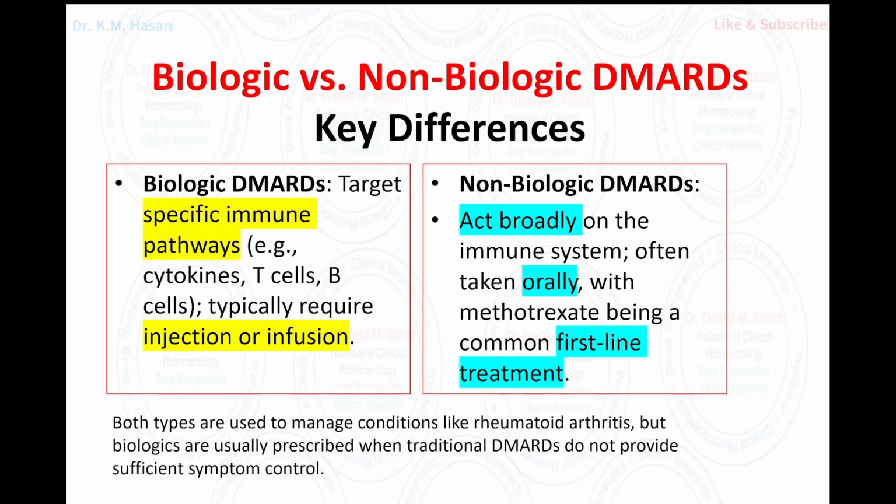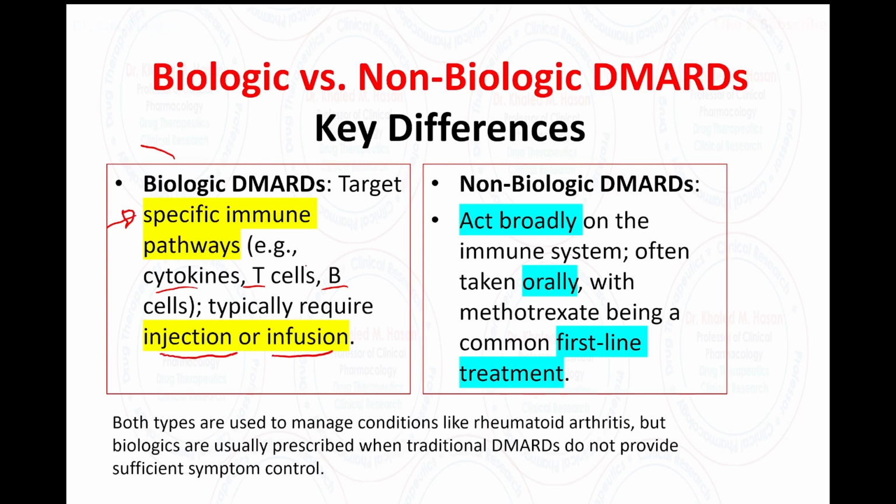Okay, someone may ask about the differences between biological and non-biological DMARDs. What are the differences here? Biological DMARDs, this group of medication, target specific immune pathways, for example targeting cytokines, T cells, B cells, or other molecules in the inflammation process. This group of medication is mainly given by injection or infusion.